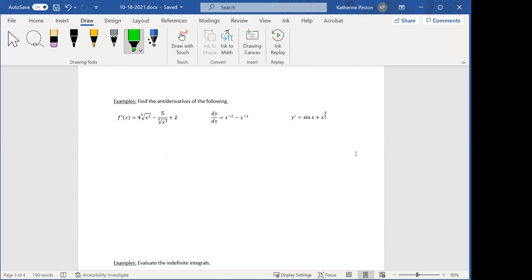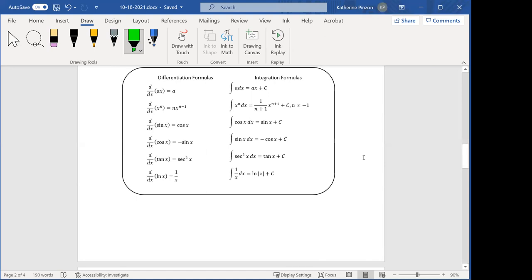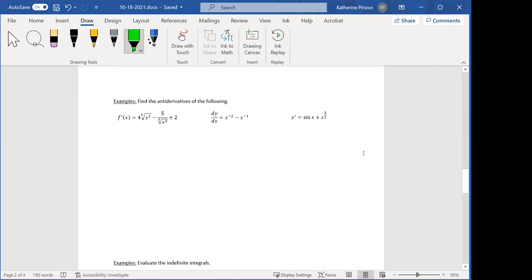Just like with derivatives, the best plan is to rewrite them so that they look like your rules, right? Here's our table of rules. Here's all our integration formulas. We want to rewrite everything we see so that it looks like one of these things from our table. Okay, so how can I rewrite the first piece?